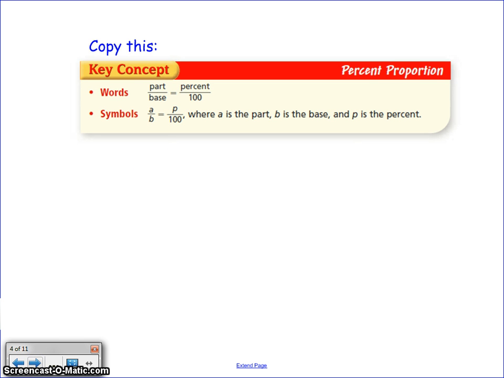All right, I'd like you to copy this key concept. This is the percent proportion right here. The part over the base equals a percent over 100. Part over the base equals a percent over 100. That's what we'll be using throughout this entire lesson.